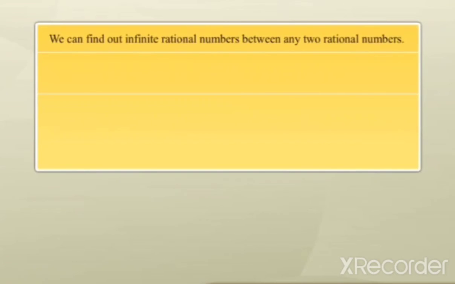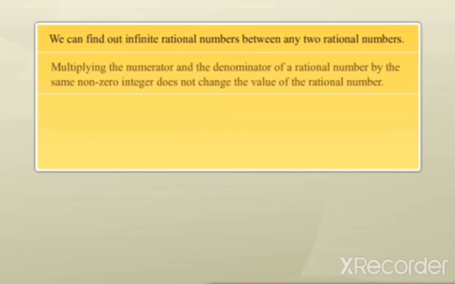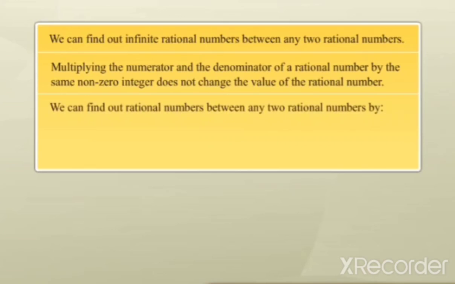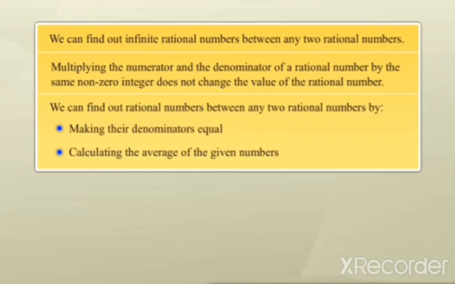Let's summarize all that we have studied in this topic. We can find out infinite rational numbers between any two rational numbers. Multiplying the numerator and the denominator of a rational number by the same non-zero integer does not change the value of the rational number. We can find out rational numbers between any two rational numbers by making their denominators equal or by calculating the average of the two numbers.